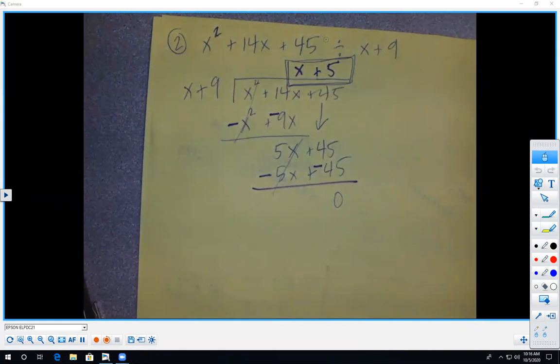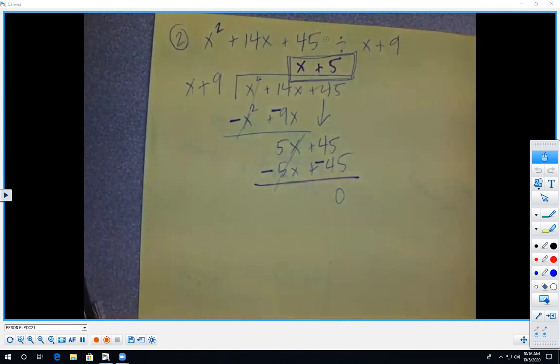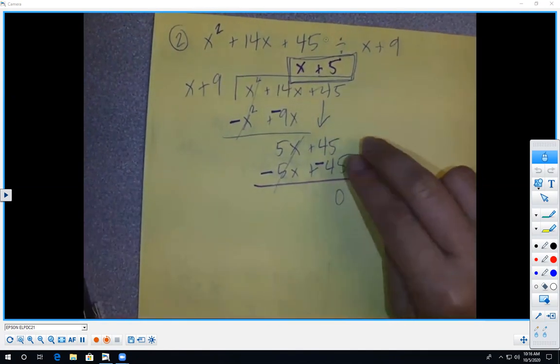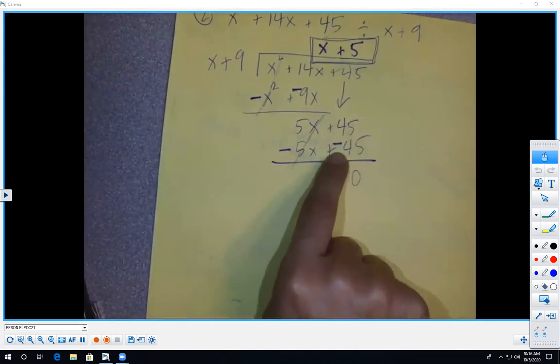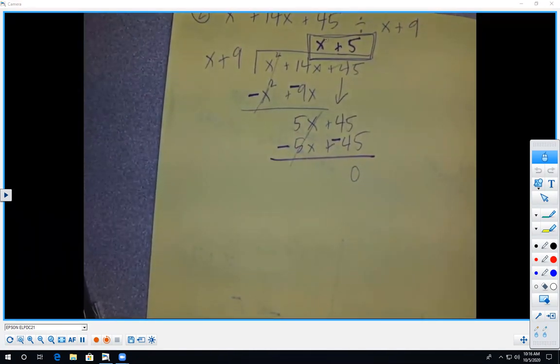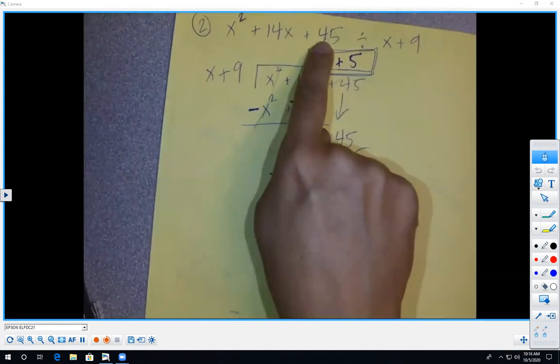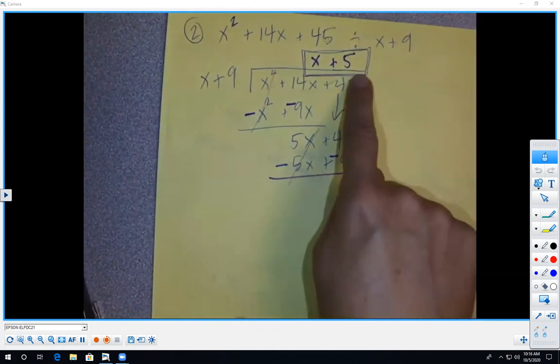Yes, sir. So when you're figuring out what your number on top is, yes, you only use the first term. Because both of these were pretty simple, and you could kind of see that they go into both 9 times, but it's not always the case like that. So you just look at the first term. Okay, so again, what did this tell us that x squared plus 14x plus 45 factors into? X plus 9 times x plus 5.